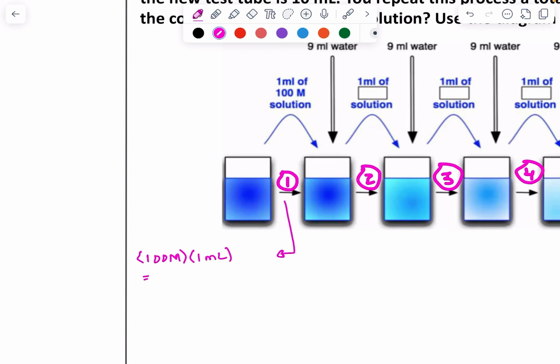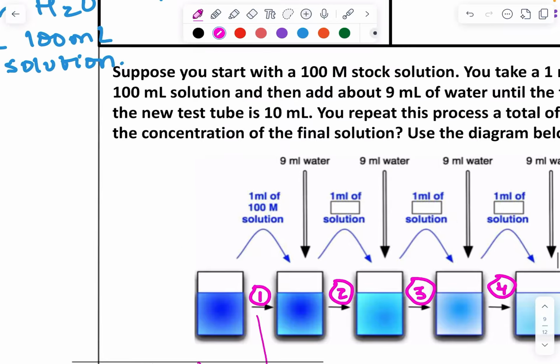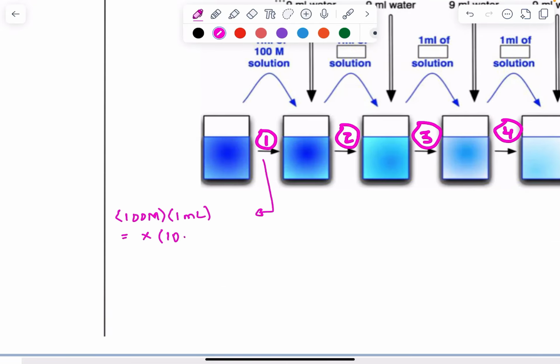What we don't know is the concentration of the new, diluted solution that we have made. But we do know that we made 10 milliliters of the new solution. Okay, so now let's solve for x. You have 100 divided by 10, that is 10 molar solution for the first one.